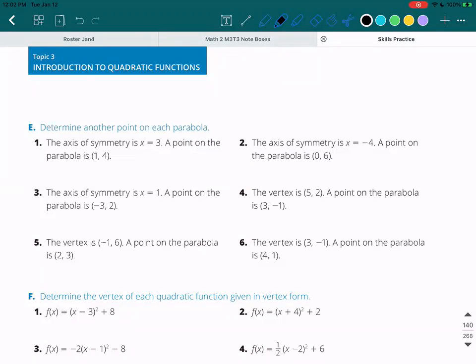So for number 1, if we have an axis of symmetry at x equals 3, just going to draw a vertical line here, and a point on the parabola is 1, 4. So we have a point on the left side. If we want to just find a point on the right side, that's going to be the same distance from that point to your axis of symmetry, but just to the right side. So let me just draw a quick parabola through here. Remember that your vertex of your parabola is going to go through the axis.